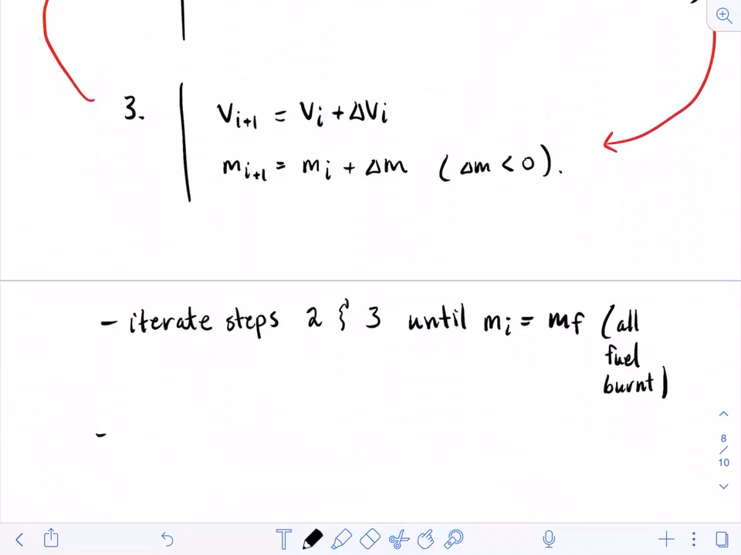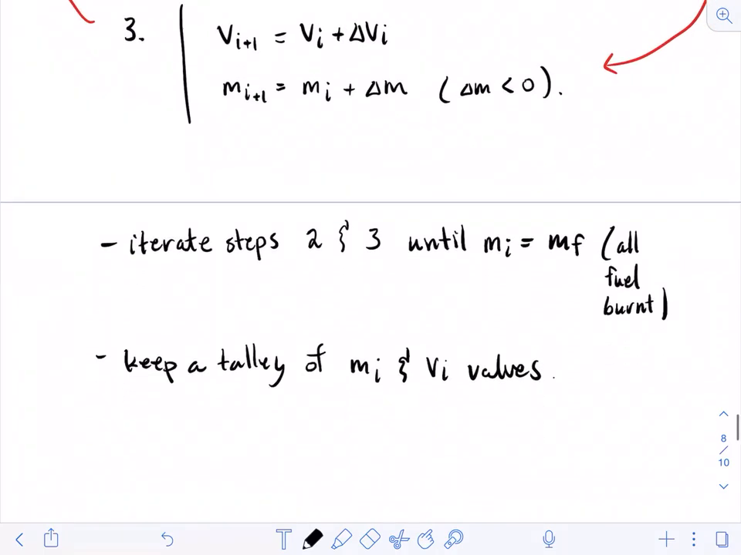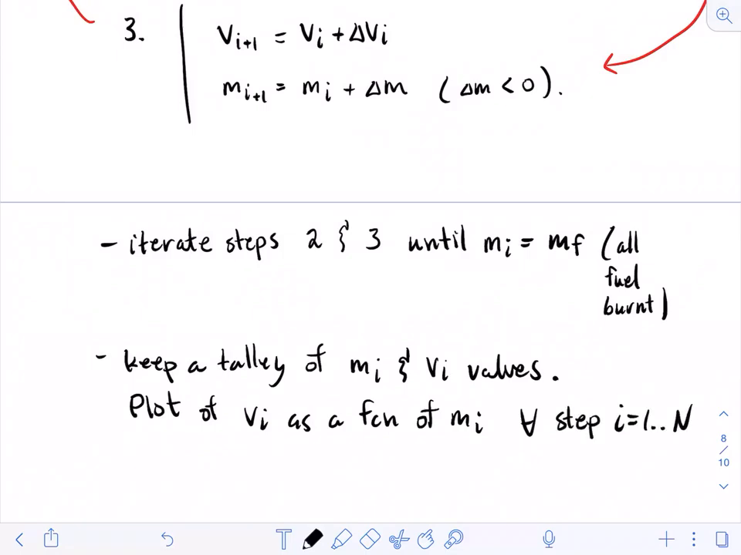For each of these steps, we could keep a tally of the m_i and v_i values. And then we could produce a plot of v_i as a function of m_i for all steps i equal to 1 to however many steps there were. Okay, and so that would be the solution of our problem.